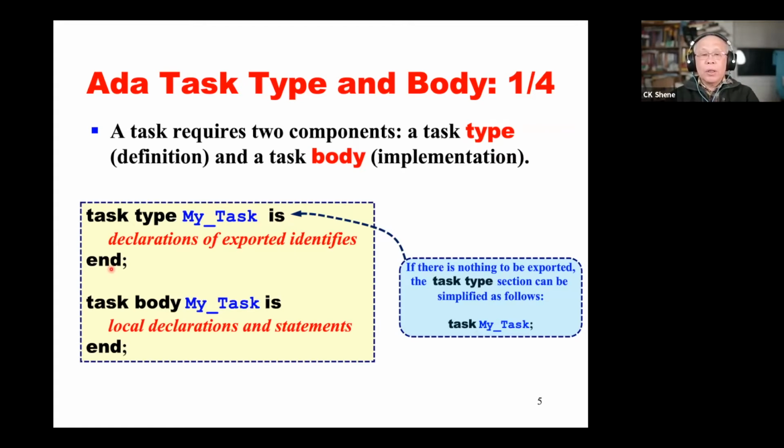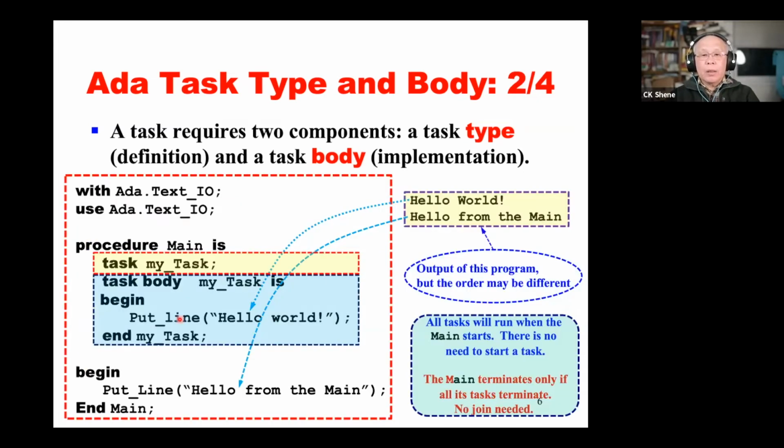So this is how we separate the definition from the implementation. Now let's write a very simple Ada program based on what we have learned. You don't have to worry about this. This is just like a standard stdio. So we have a procedure called main, the main program. The main program has all the local declarations here. Notice that here, my task is a local declaration and the definition of the procedure main.